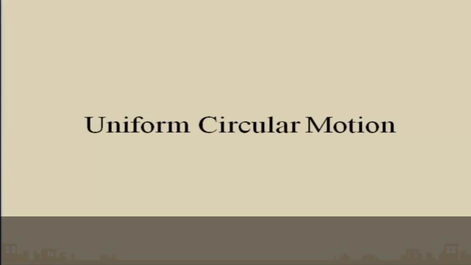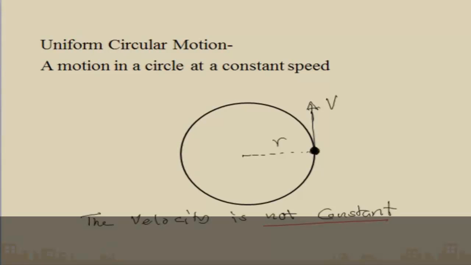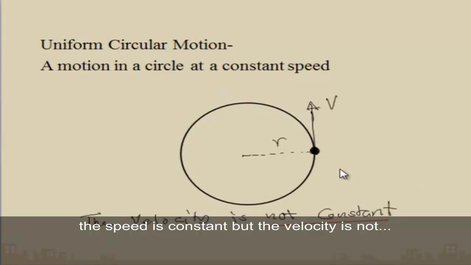Uniform circular motion. Now, what is uniform circular motion? It is a motion in a circle at a constant speed. It is important to understand that the speed is constant, but the velocity is not, because the direction is changing. So, the speed is constant, but its velocity is changing. So if the velocity is changing, then there must be an acceleration as well.